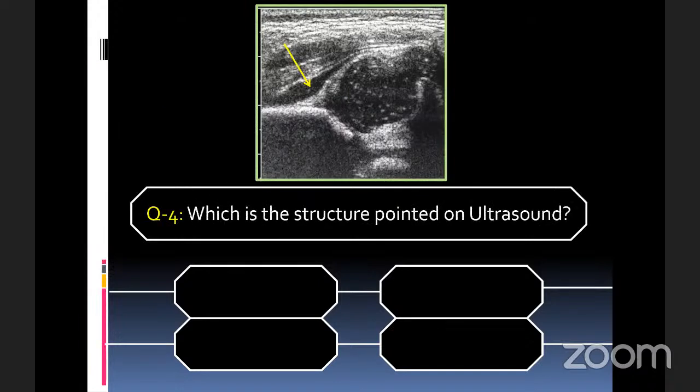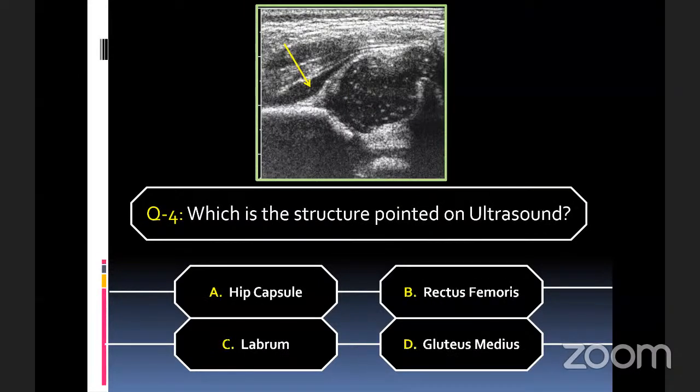Which structure is pointed on ultrasound? Is that the hip capsule, rectus femoris, labrum or gluteus medius? The answer here is, I think it's labrum. No, that is not. It's not labrum.